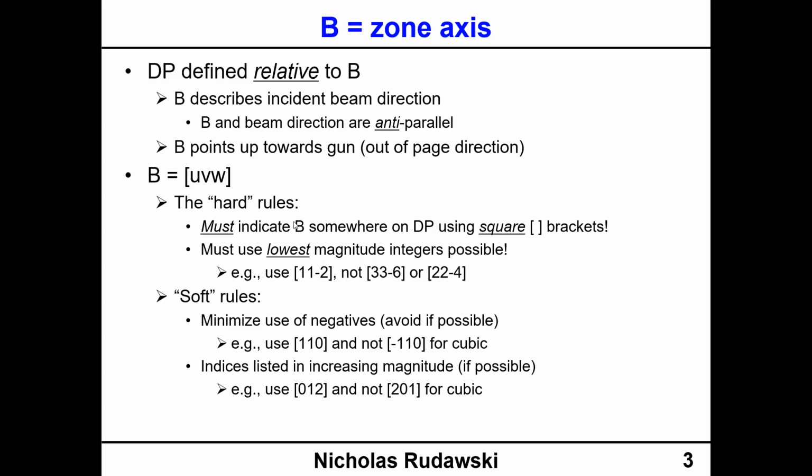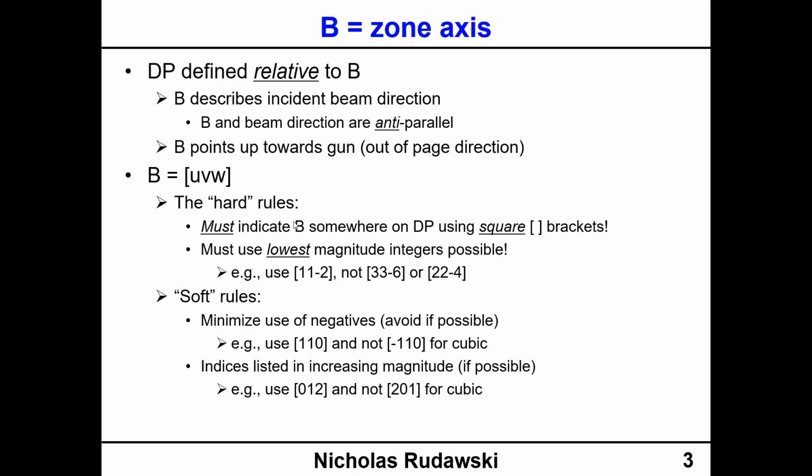All right, so next slide here. Okay, so the first thing we're going to start with is some really easy stuff. Okay, so we're going to start by considering some very high symmetry zone axes for cubic. Okay, and those are going to be zone axes in the family 0, 0, 1, and 1, 1, 1.